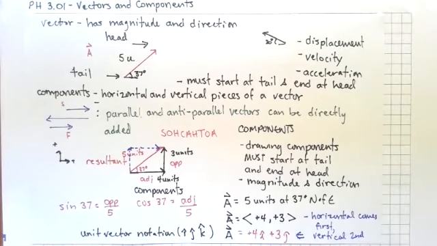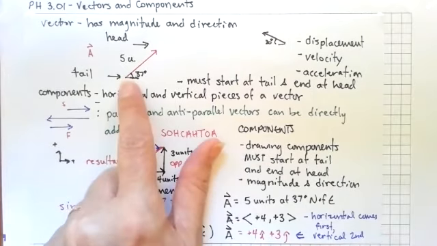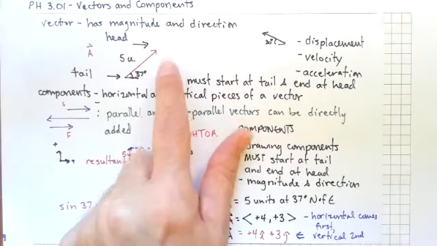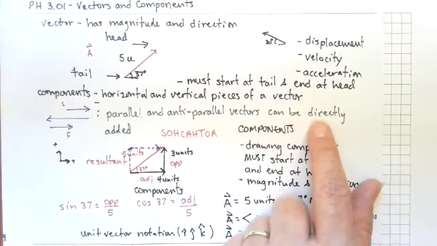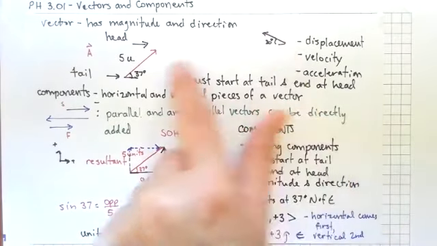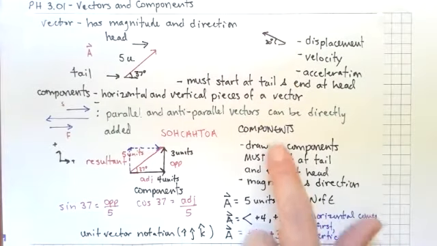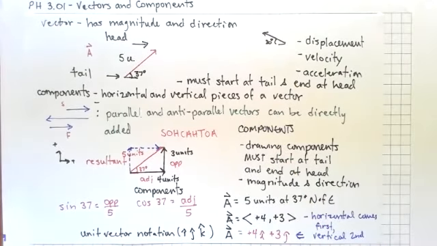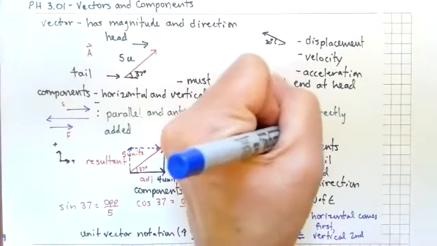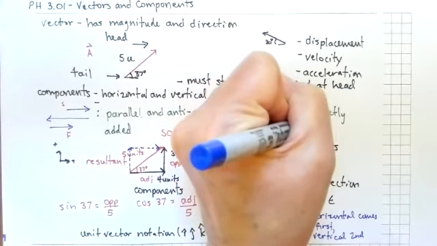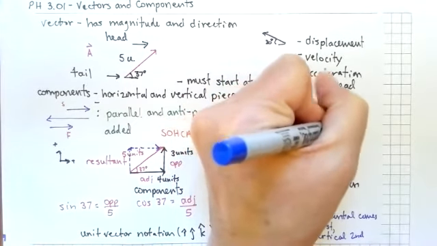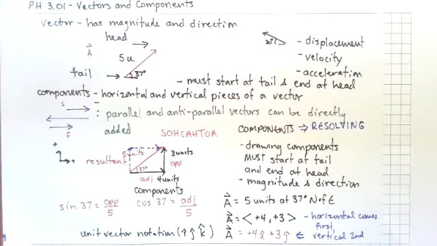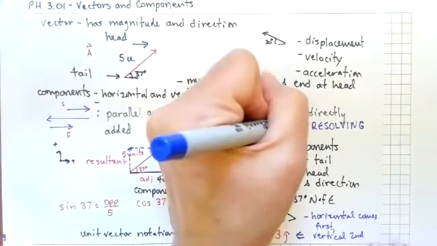So let me do a summary of this page before we move on to the next. I have the anatomy of a vector: I have a tail and I have a head. When they're parallel and anti-parallel, we can add them directly. But in this case, we're getting into vectors that aren't, and so we have to learn how to break them into components. What I missed there is that when we break a vector into components, it's called resolving. So if you resolve a vector, you're breaking it into its components.